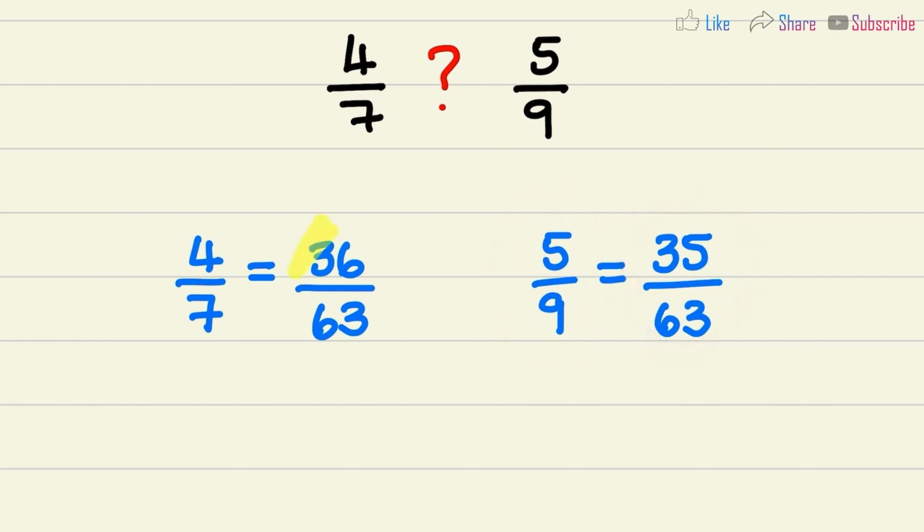And if we compare numerators, we can see that 36 is more than 35. Therefore, 4 over 7 is bigger than 5 over 9.